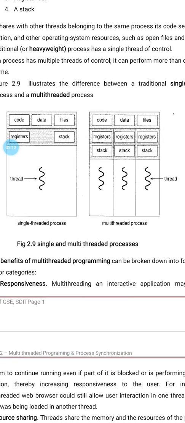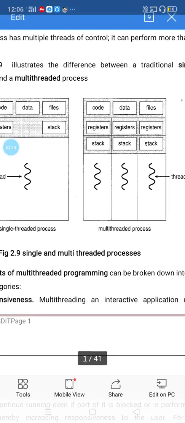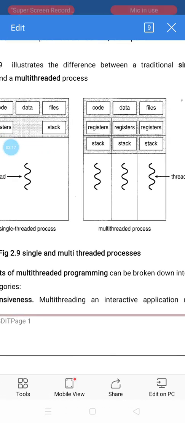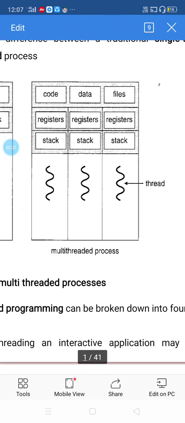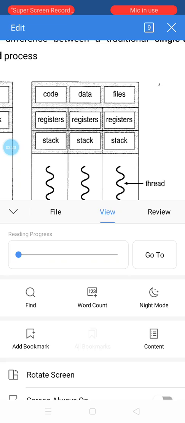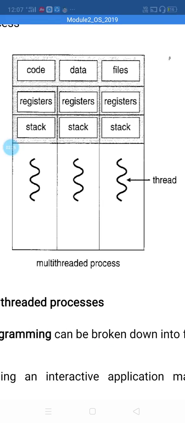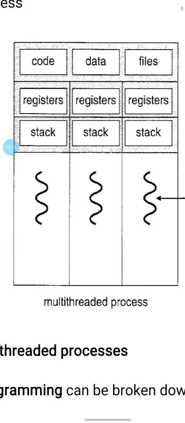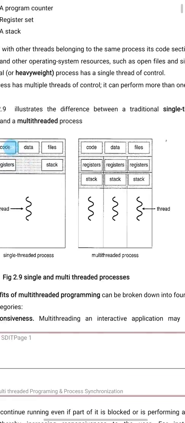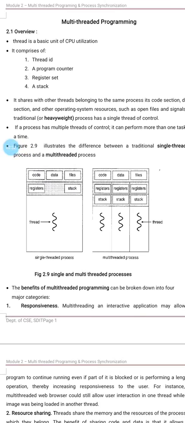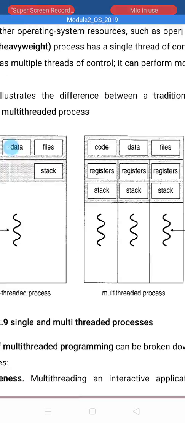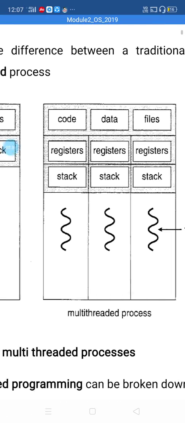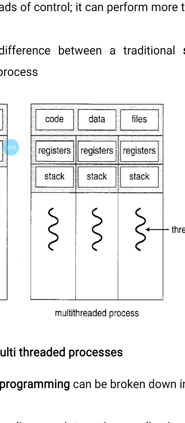So you have a single threaded process and a multi-threaded process. You can see here a process consisting of multiple threads. Here the process consists of 3 threads. What is the meaning of this? It can perform more than one task at a time. All these 3 threads can execute simultaneously, so three tasks can be done at a time.